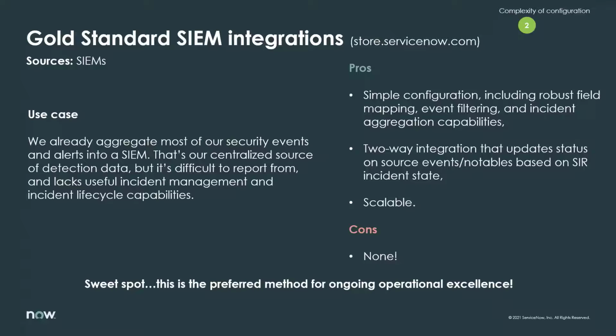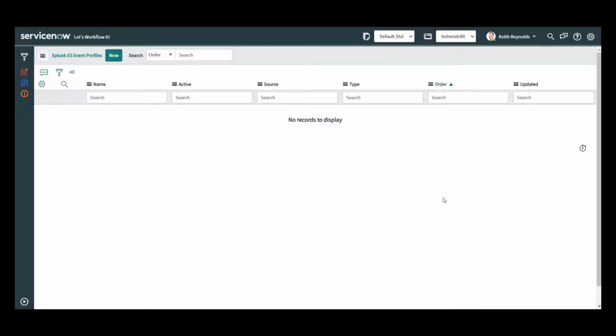So what are you going to show us here, Keith? I'm going to show you how to configure our Splunk integration, which is representative of the other gold standard SIEM integrations available on the store. Excellent. So here I'm going to show you the ease of configuration of one of our gold standard SIEM integrations. This one in particular is Splunk Enterprise Security. So we're going to set up a quick Splunk ES event profile here, and I'm just going to show you how easy it is to set that up and to map a Splunk notable from ES into a security incident.